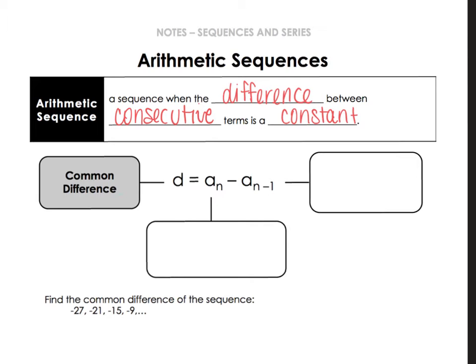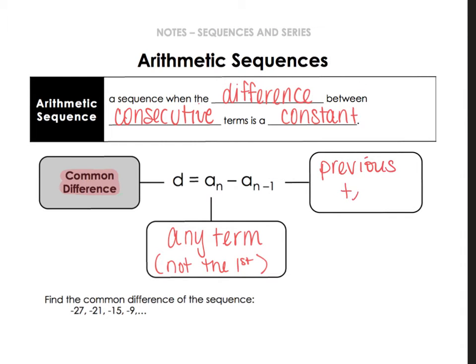Now we're going to use this idea of what's called a common difference. When we were learning about geometric, that's a common ratio. Here we have a common difference. So what this means for us is that if we take any term, and we just have to be careful because it can't be the first term, you can take any term and subtract its previous term. And that's going to help you find your common difference.